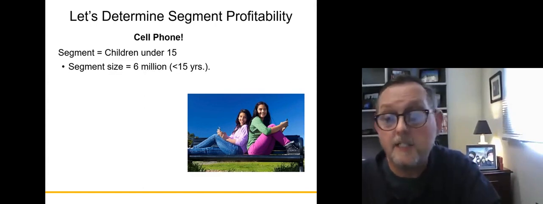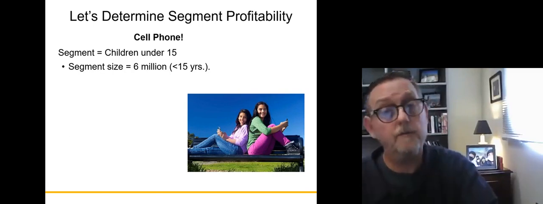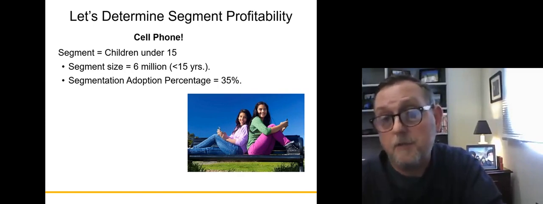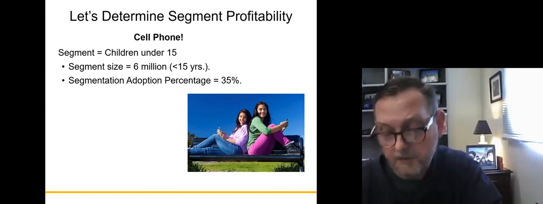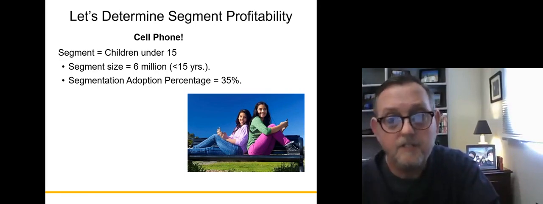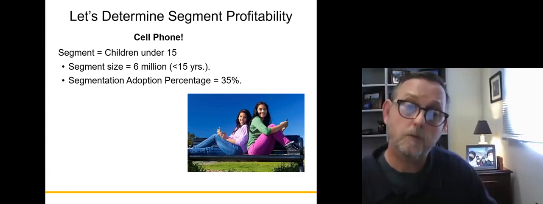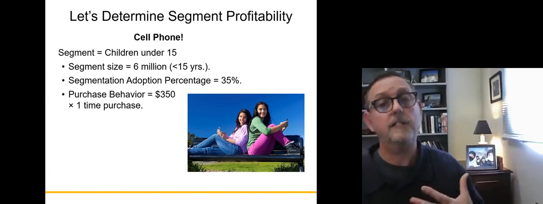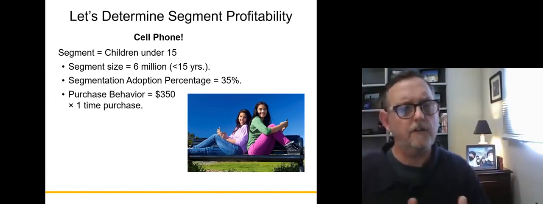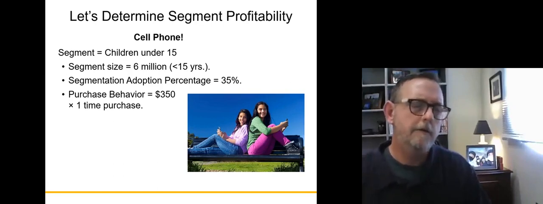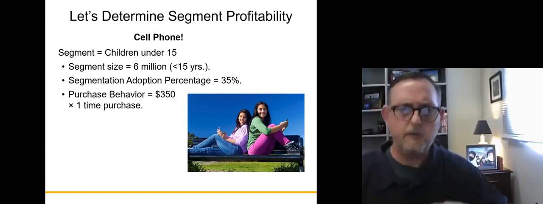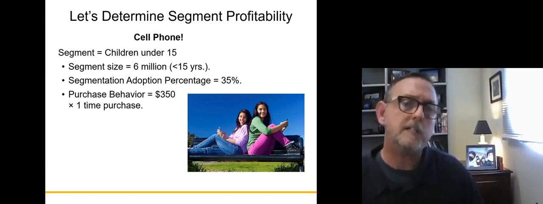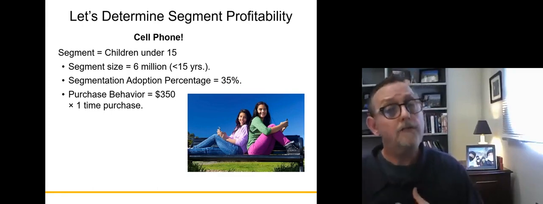Okay, so the segment size is 6 million individuals. So we could have potentially 6 million buyers of this product. The adoption percentage, so what this is, of the 6 million, 35% of the 6 million we project will buy this particular product. They're only going to buy one, and the average price is going to be $350. Now, they're only going to buy one for a long period of time. This is not something that you repeat purchase often. So this is called a consumer durable. This is something that's bought once in a very long time.